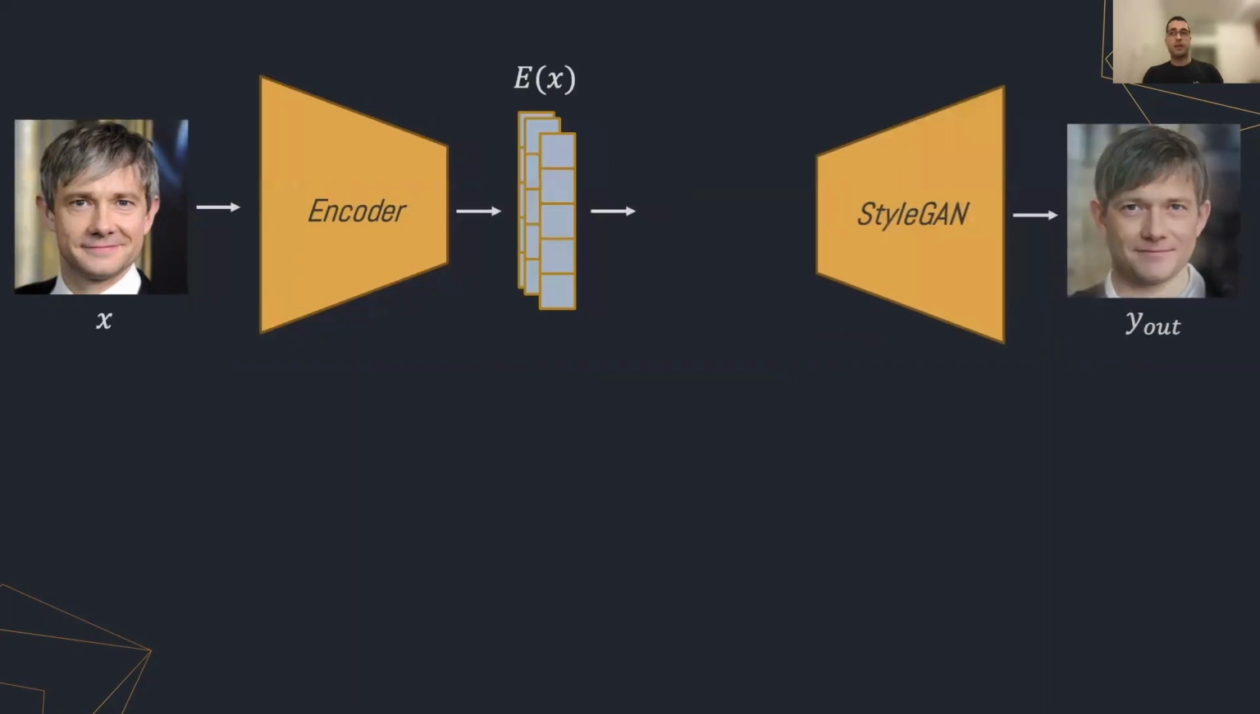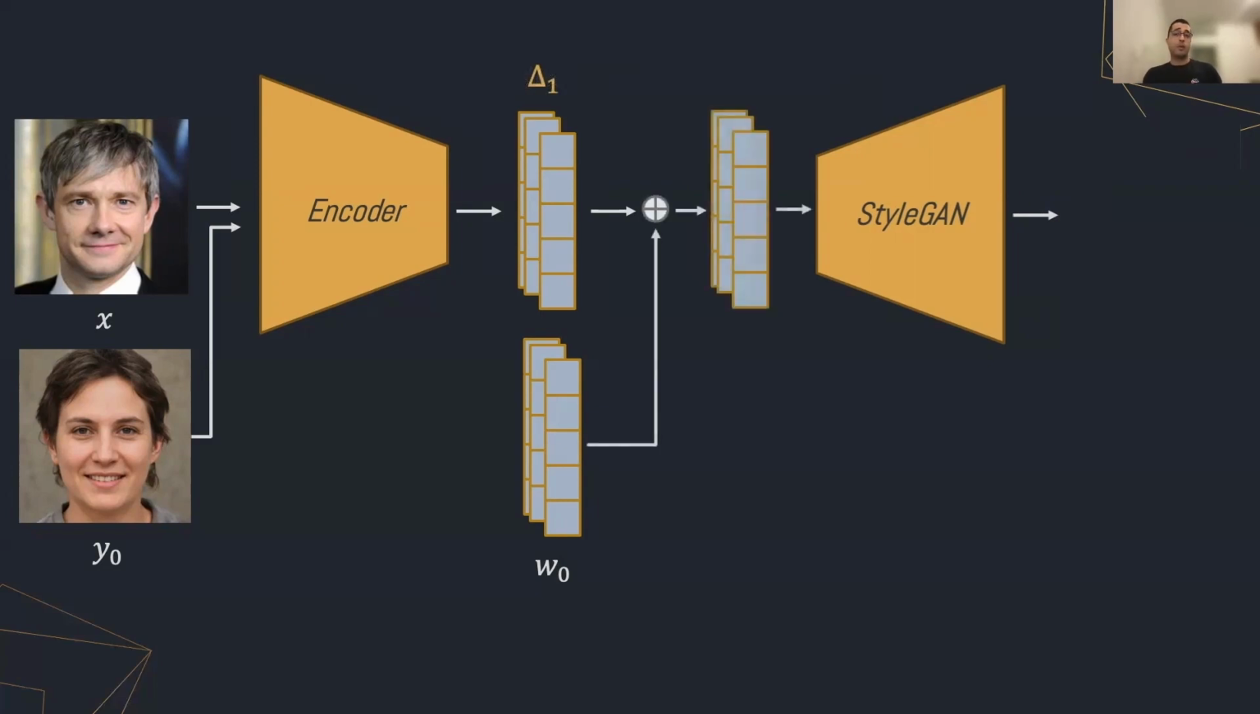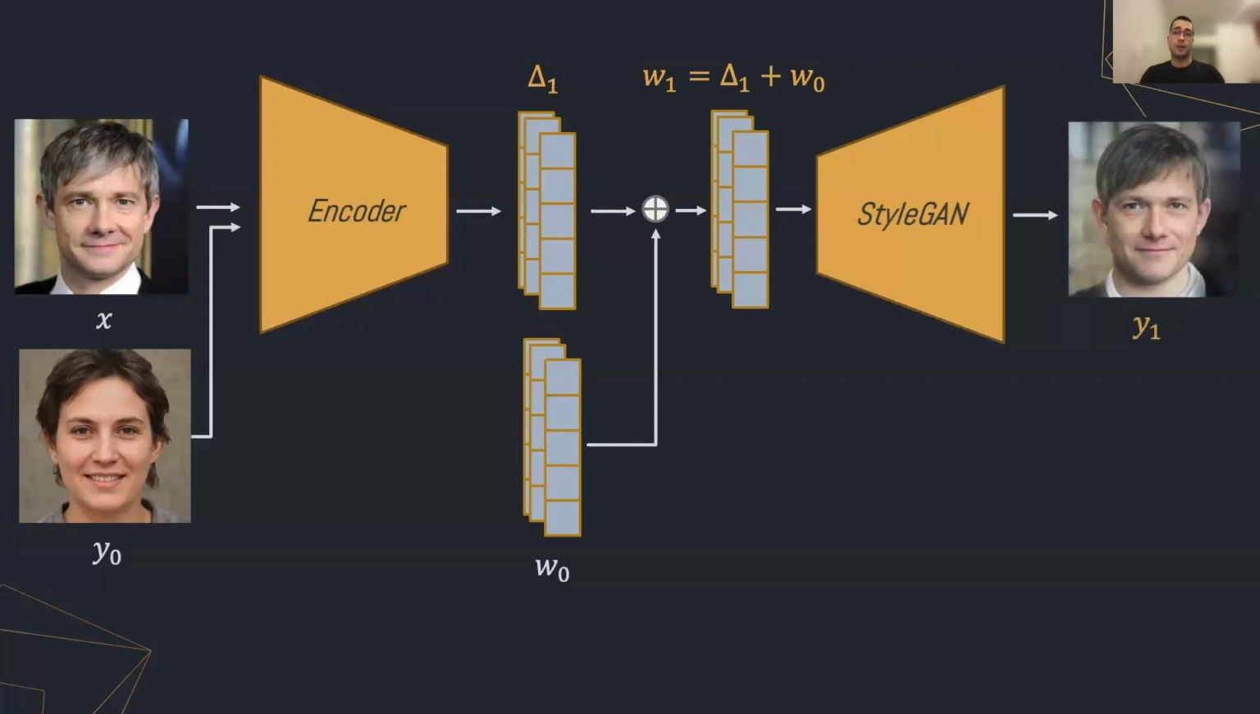What we're going to do is we're going to start off with some initial guess for the inversion of X, which we'll call W0, with a corresponding image Y0 that we see here on the left. Now, what we'll do with Restyle is we'll take our image X and the image Y0 and pass them together to our encoder. Now, rather than asking the encoder to directly invert the image X, we'll ask it to predict a delta 1 with respect to W0. Now, we'll sum these two latent representations up to get our new inversion prediction W1, which when passed to StyleGAN will give us the output image Y1. But so far, there's nothing new here.